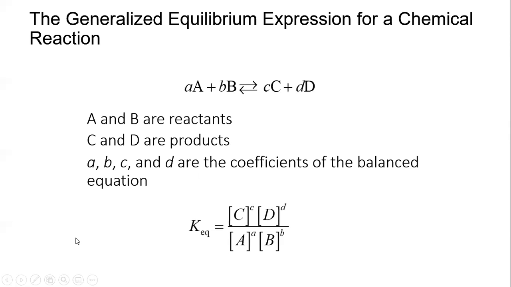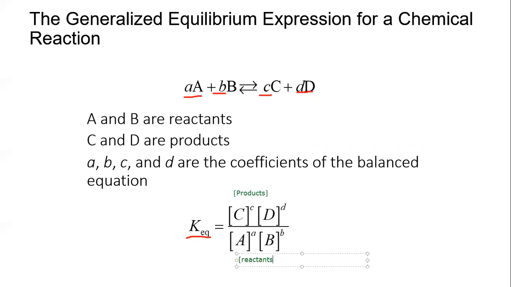So how do we write the equilibrium expression? Here's a general form of an equilibrium reaction. The lowercase letters represent the coefficients. The uppercase letters represent reactants and products. To determine the equilibrium constant, which is Keq, it's going to be the concentration of products over reactants. So products go on top, reactants go on bottom, the concentration.